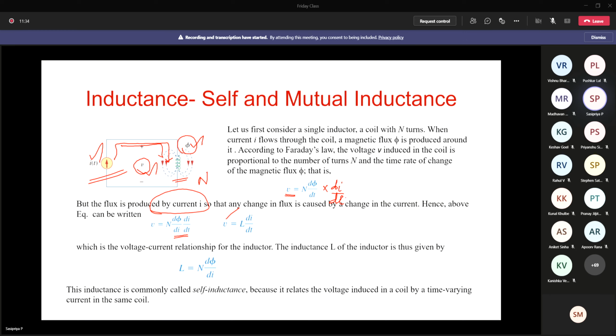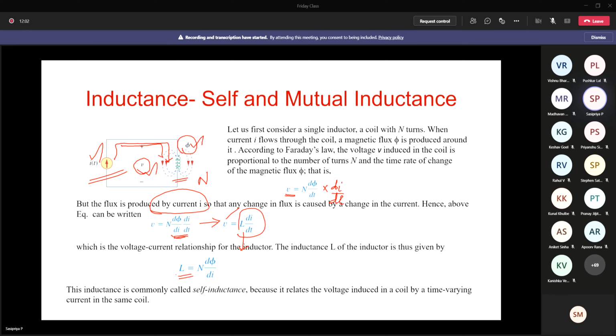Okay, so now current is involved, right? So now this equation can be modified as d phi by dt into di by dt. Okay, so d phi by di into di by dt. So di will cancel. Okay, so now again this is rewritten as L into di by dt. So now what do we understand as L? L is nothing but the inductance of the coil. Okay, so L is nothing but the inductance of this coil.